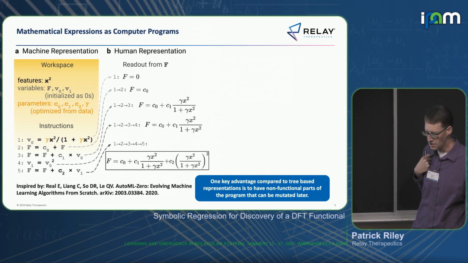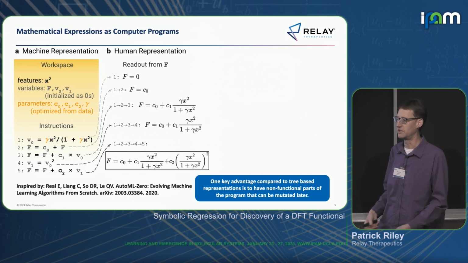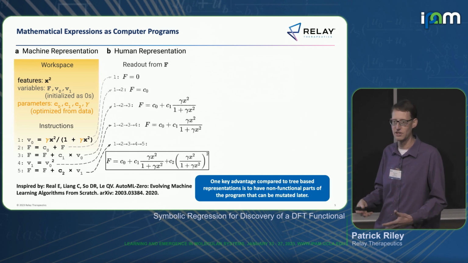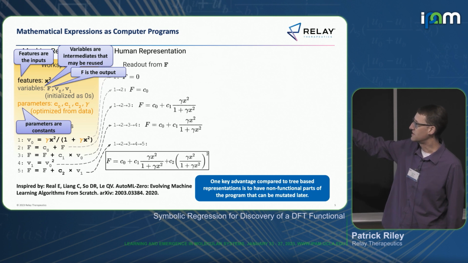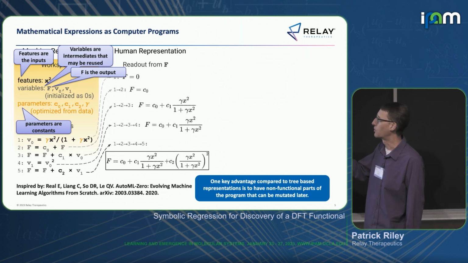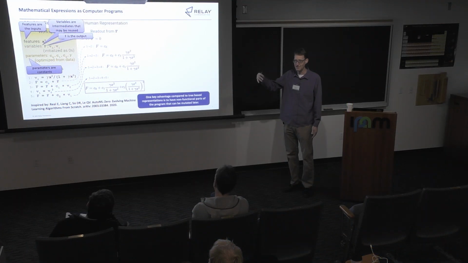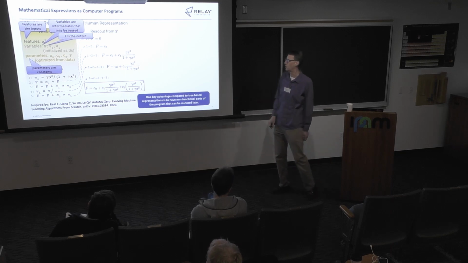So first off, one of the conceptual things is rather than thinking about a symbolic expression as a parse tree or something like this, we think about it as a computer program. What we have here is the program over on the left. These things we're going to call features are basically the inputs to the expression. Then we're going to have variables that get set throughout the computer program. And then there'll be some parameters, which are constants that we will figure out the right value for at the end of this whole thing.